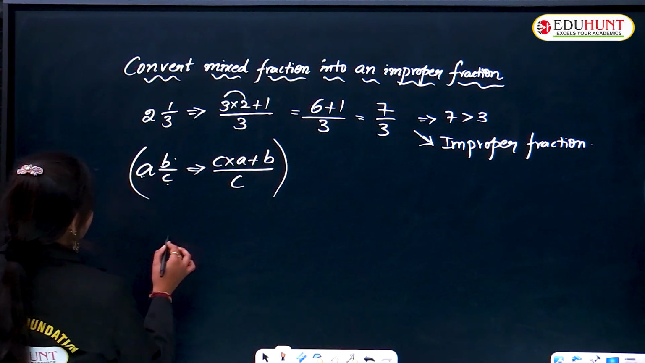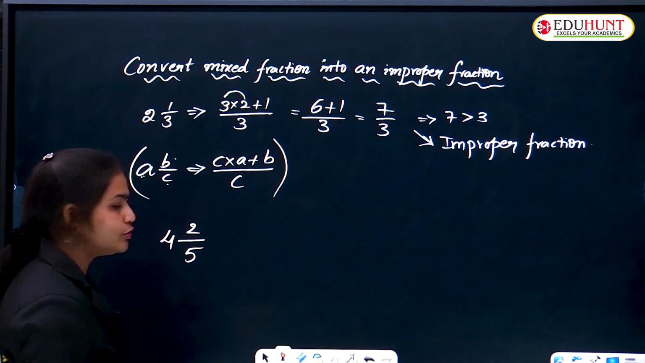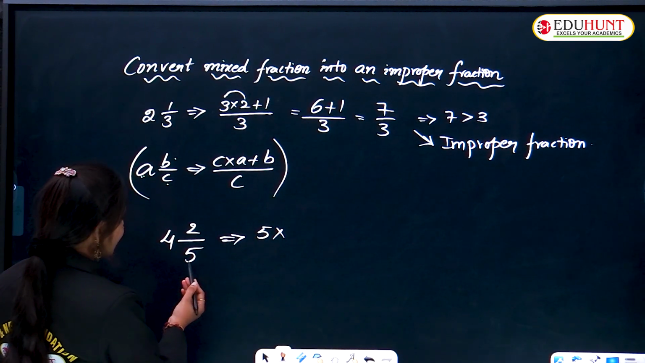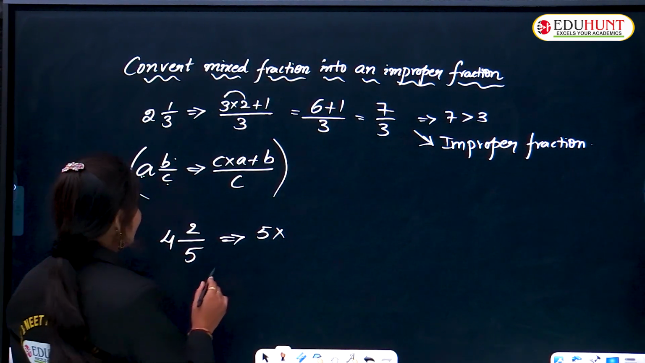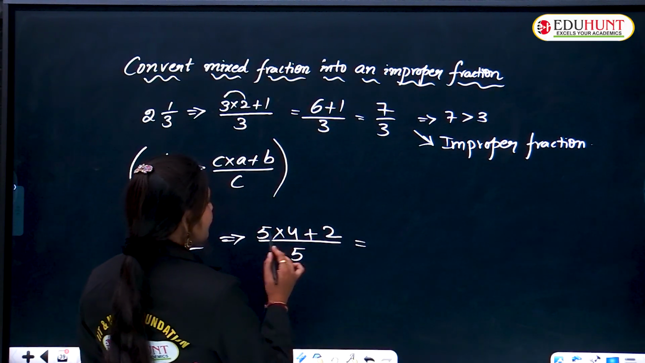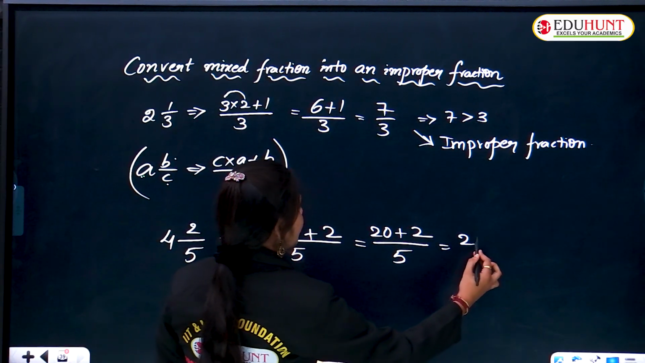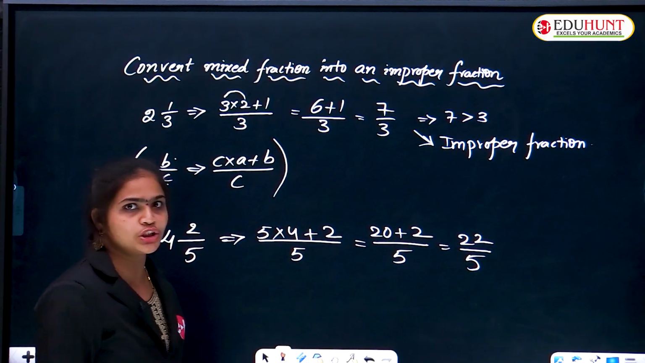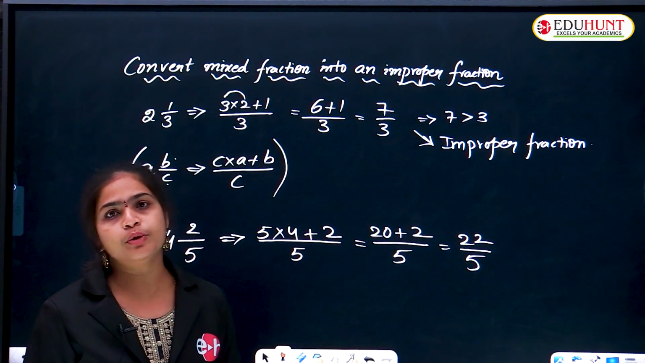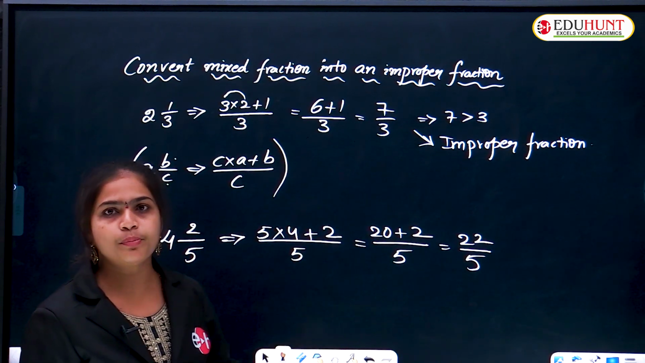One more example: 4 and 2 by 5. How to do that? Try with me. The number in the denominator, we multiply with the whole number. 5 into 4 plus 2 by 5. 5 fours are 20, plus 2, by 5. Now 22 by 5. Which fraction is that? Improper fraction, because 22 is greater than 5. In this manner we should convert a mixed fraction into an improper fraction.